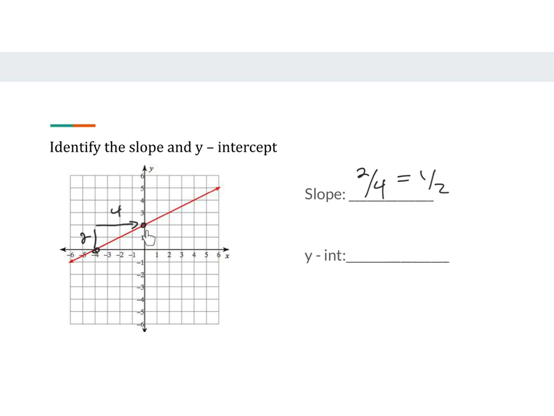For my y-intercept, I'm always trying to identify the point where my graph crosses over the y-axis. In this case, it would be right here at the point 0, 2. So I'm going to make that a little bit larger. So we can see that our y-intercept here is going to be the point 0, 2.